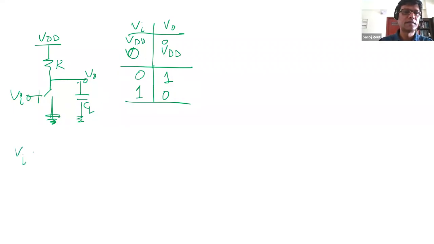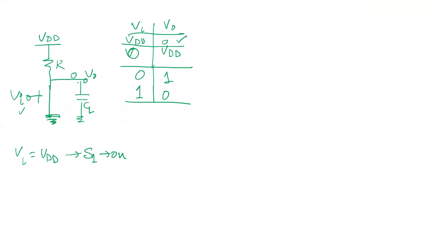If VI is equal to VDD, then the switch is on, right? So let's say this is S1, S1 is on. So let's take this first condition, VI equals VDD, switch is on. So this is a short, right? If this is a short, then what will be this voltage? V out, it'll be ground, right? 0 volts. So that's what I wanted, yeah?